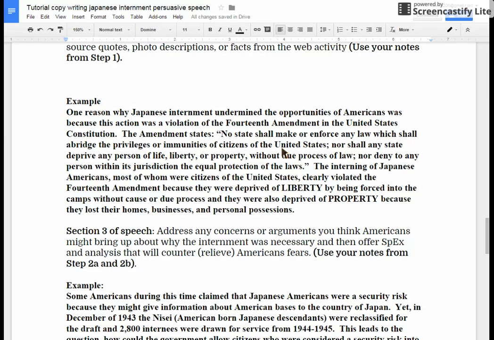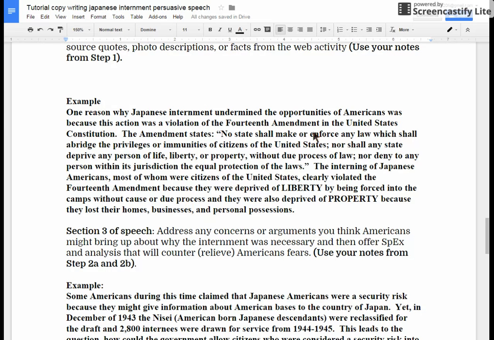This amendment actually came from the web activity, and I literally took the quote of the amendment and put it into my documentation. By putting the sentence before it, I'm putting it into context as to why I chose it, and then you'll notice the sentence afterwards is the rationale as to proving why my persuasion is correct. The interning of Japanese Americans, most of whom were citizens of the United States, clearly violated the 14th Amendment because they were deprived of liberty by being forced into the camps without cause or due process, and they were also deprived of property because they lost their homes, businesses, and personal possessions. So right there, I'm clearly explaining to my audience how, by violating this 14th Amendment, this proves that Japanese Americans' rights were undermined.